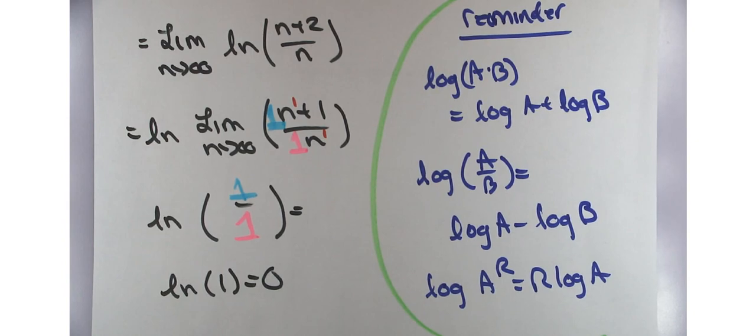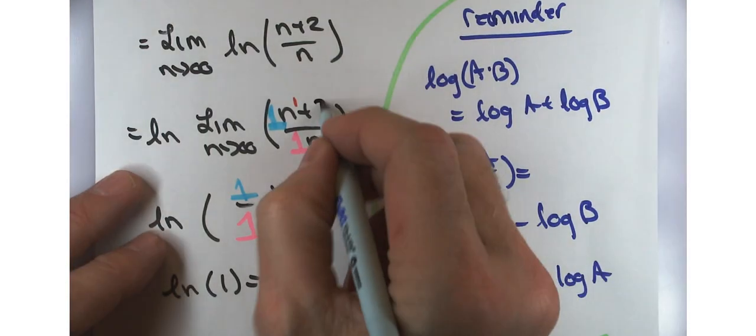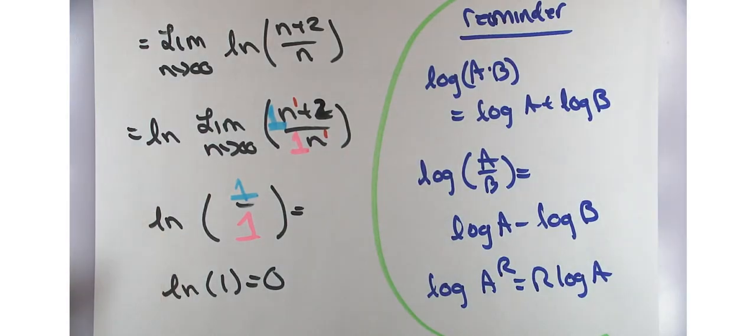Yes, sir. Why did it change from n plus 2 to n plus 1? Must have been a little dust on the lens. It didn't really change there. Yeah, no, thanks. Thank you.